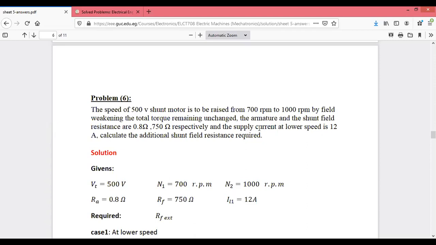Respectively, they have given the supply current at lower speed. They have given that current at lower speed, you are taking IL. IL lower will be 12 ampere. Calculate the additional shunt field resistance. So you are supposed to find here the value for the RF. That will be the field resistance.